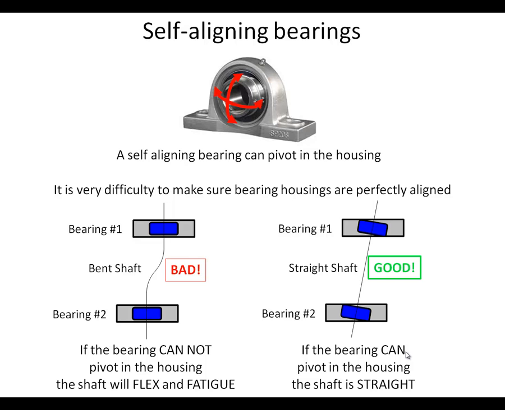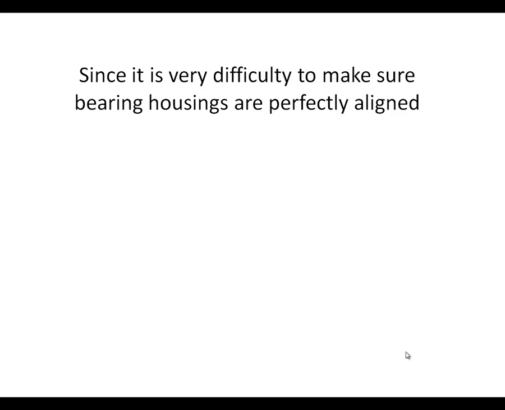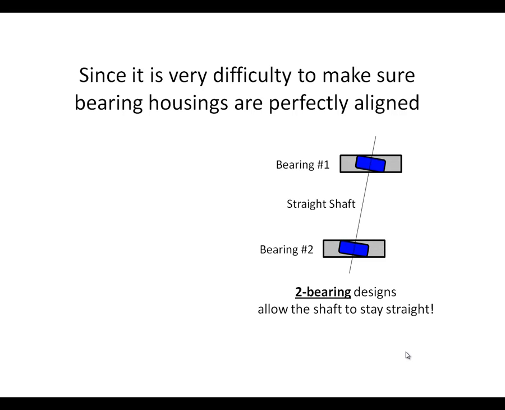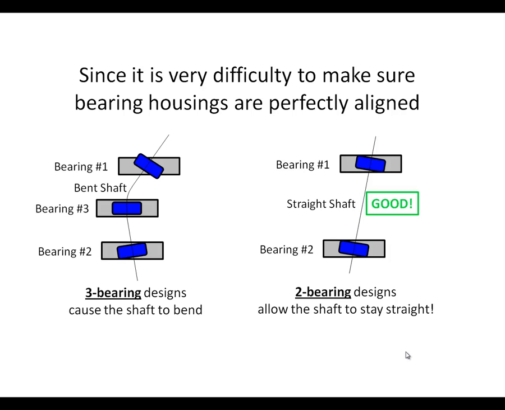That is good. So since it's so very difficult to make sure your bearings are perfectly aligned, 2 bearing designs are the most common because they allow the shaft to stay straight. That's good. 3 bearing designs, they will cause the shaft to bend. Because if 3 bearings are not aligned with each other, even if they're self-aligning, the shaft will still have to bend to get through the 3 bearings. So that's bad. 3 bearing designs are usually bad.